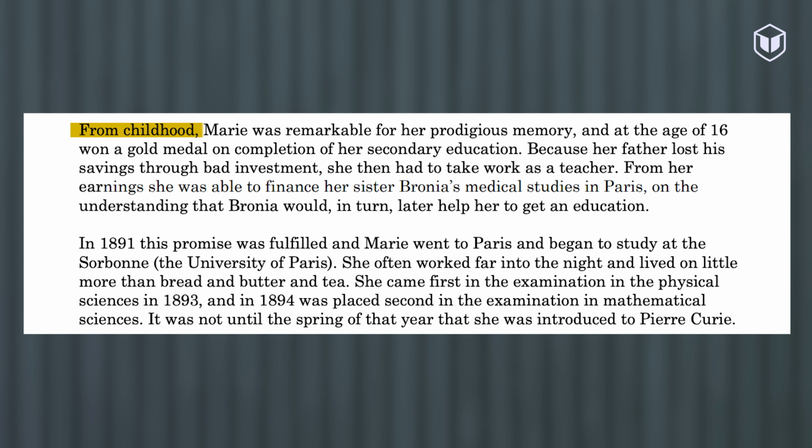Marie became interested in science when she was a child. Here the keywords are child and science. Let's start reading from where we last left. From childhood, Marie was remarkable for her prodigious memory and at the age of 16 won a gold medal on completion of her secondary education. Because her father lost his savings through bad investment, she then had to take work as a teacher. From her earnings, she was able to finance her sister Bronia's medical studies in Paris, on the understanding that Bronia would in turn later help her to get an education.